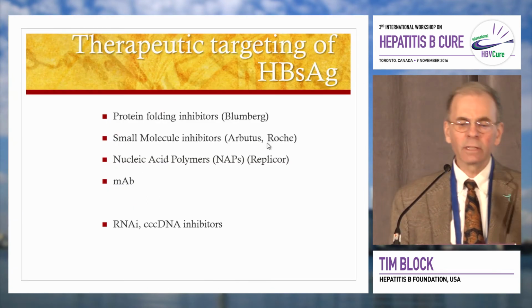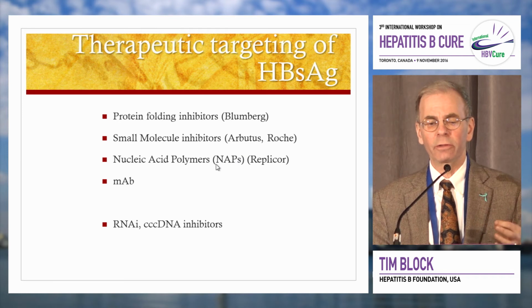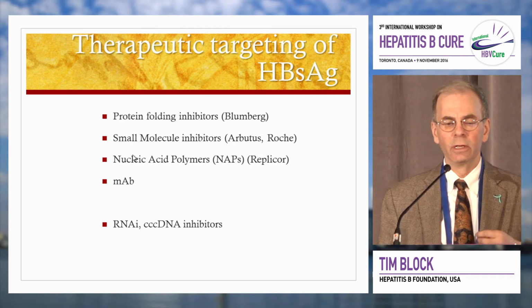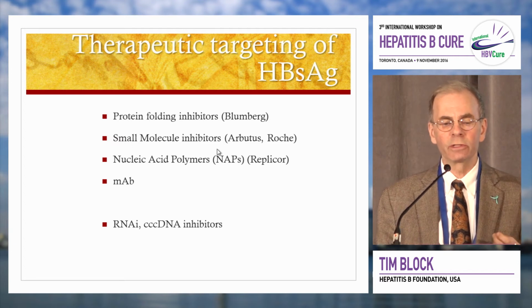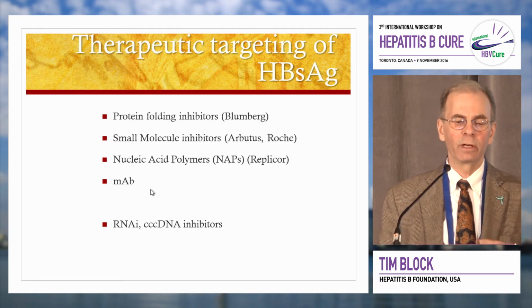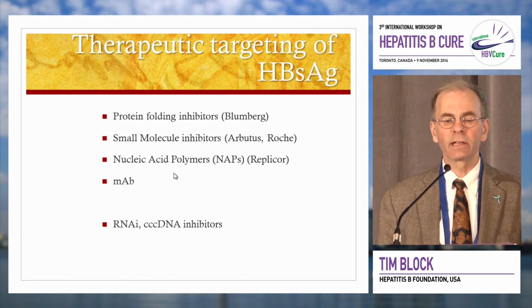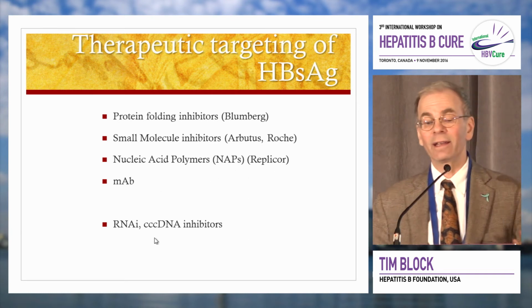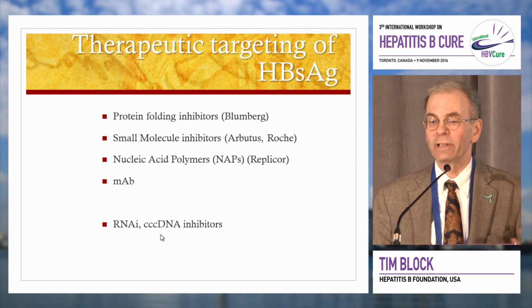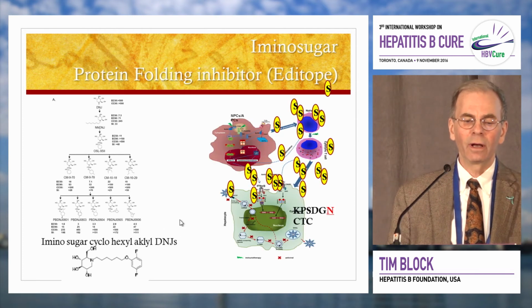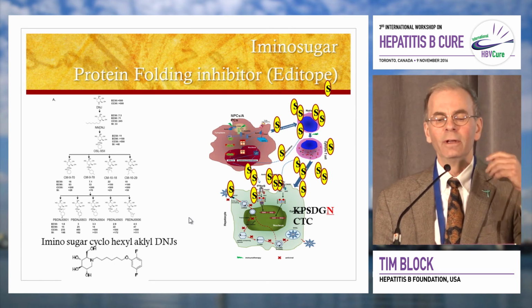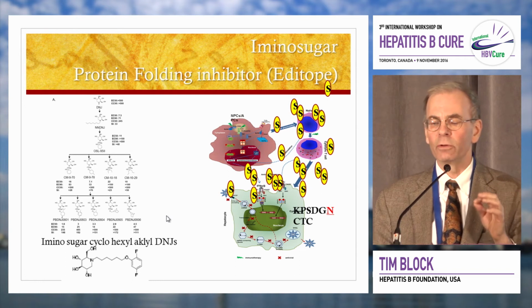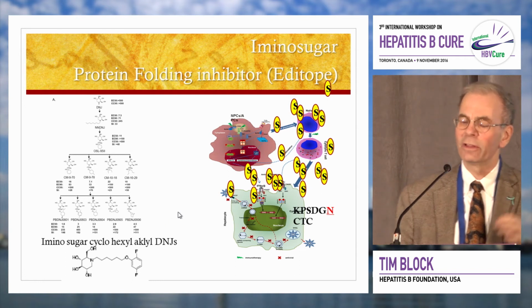Now let's talk about some of the examples that are out there. There aren't that many. The protein folding inhibitors that we introduced, the small molecule inhibitors from Arbutus and Roche, some of these come from us as well. The nucleic acid polymers, the NAPs from Replicor, of course monoclonal antibodies, and RNAi and cccDNA inhibitors are essentially S antigen inhibitors. I don't have time, and I don't want to go through all this detail, but I do want to tell you about this iminosugar protein folding inhibitor that we introduced, because it does something that none of the other ones do.